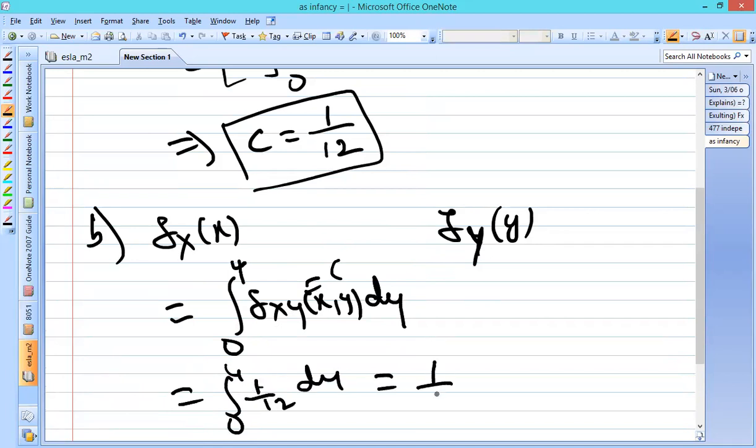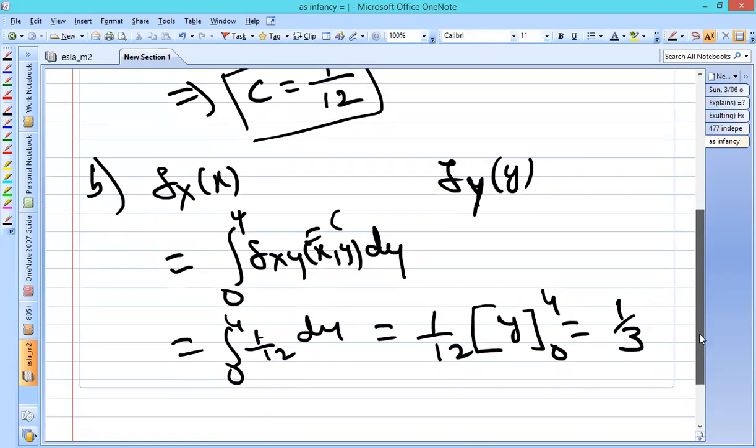So 1 by 12 is a constant, and integration of 1 with respect to y is y with the limit 0 to 4. So here 4 minus 0 is nothing but 4. 4 by 12 is 1 by 3. This is the marginal PDF for x.